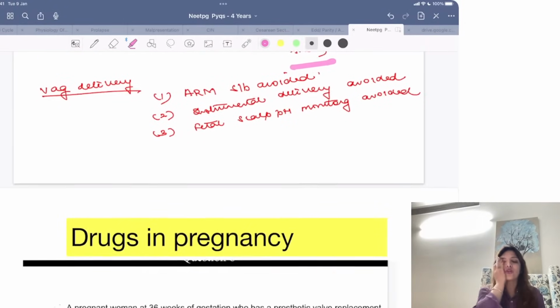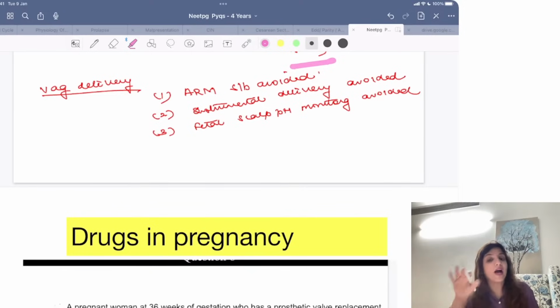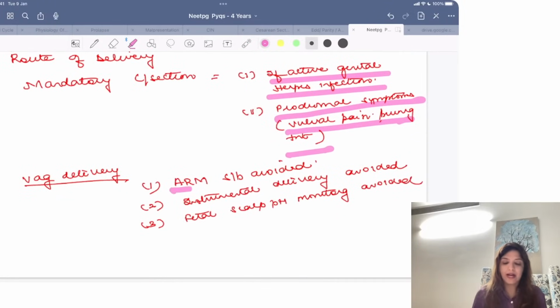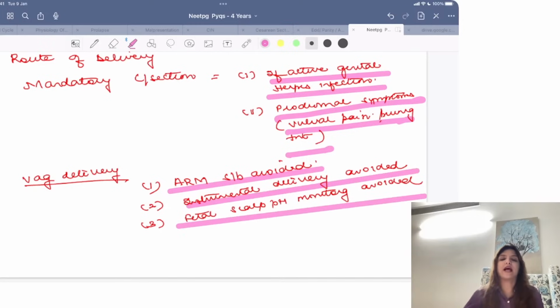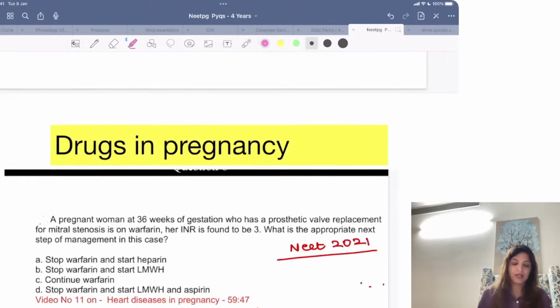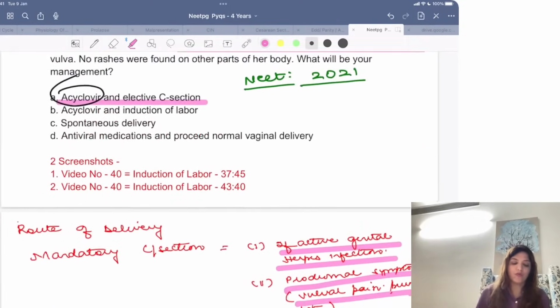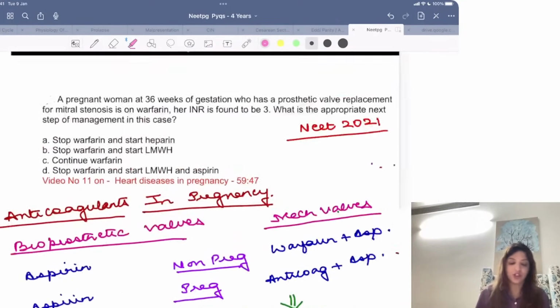Now, whenever you are doing vaginal delivery in genital herpes infection, if it is not an active infection, then remember, in genital herpes infection, ARM should be avoided, instrumental delivery should be avoided, and fetal scalp monitoring should be avoided. Drugs in pregnancy. I hope you understood this question, all of you. Acyclovir and elective cesarean section.